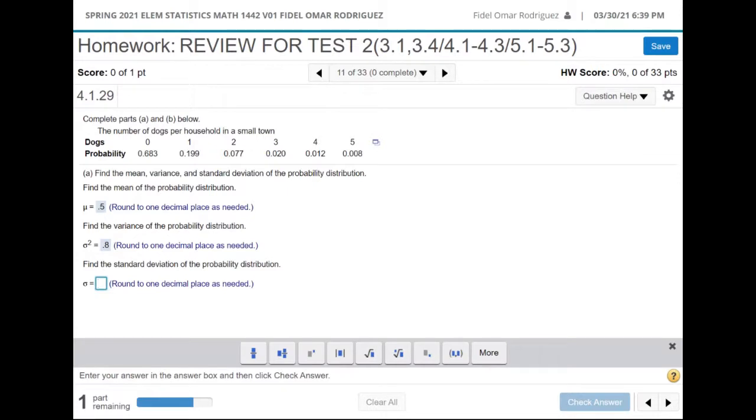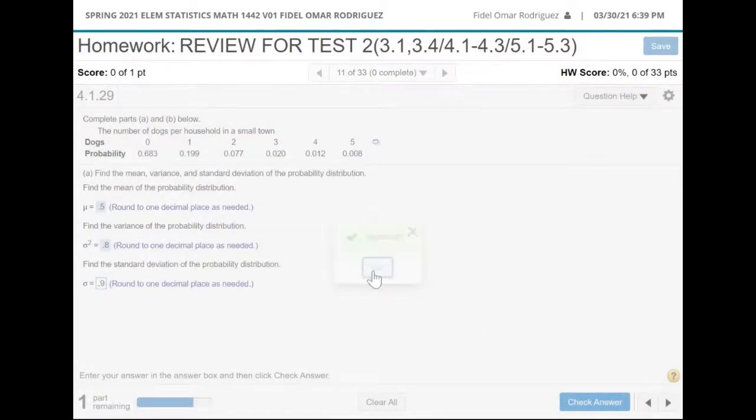Again, it's asking me for one decimal place. And on that calculator, I came up with 0.91, so I'm just going to write 0.9. I'm going to check my answer.